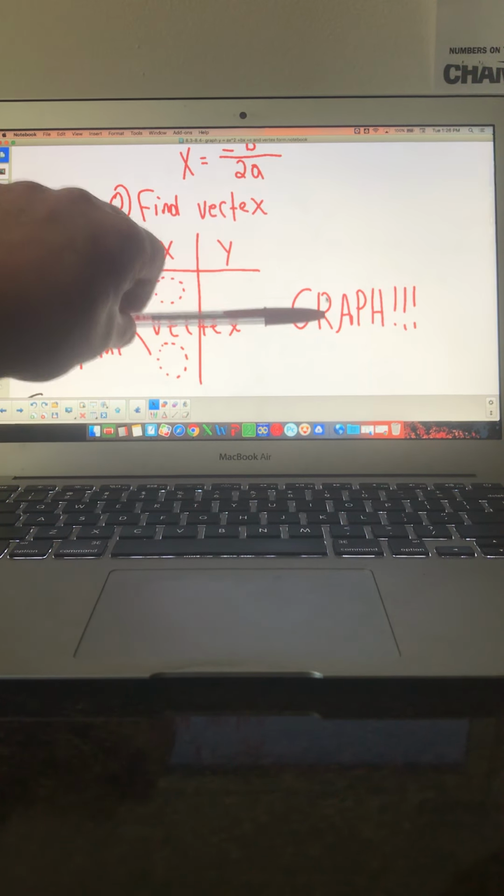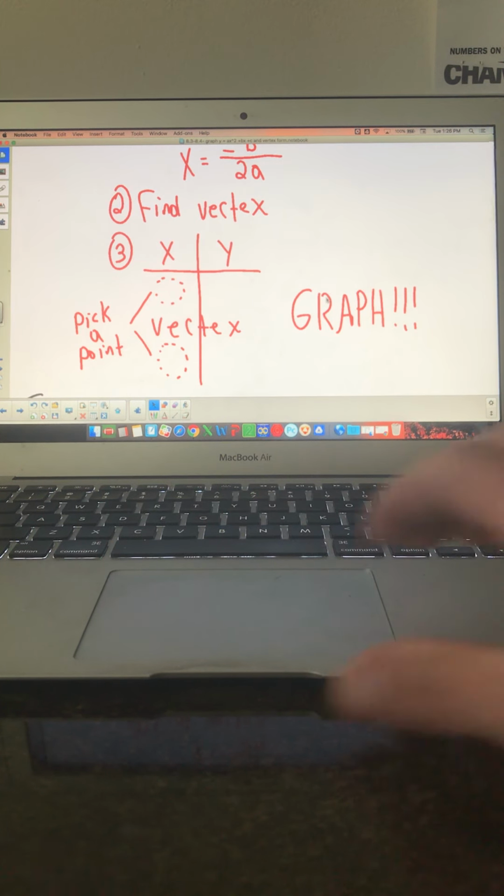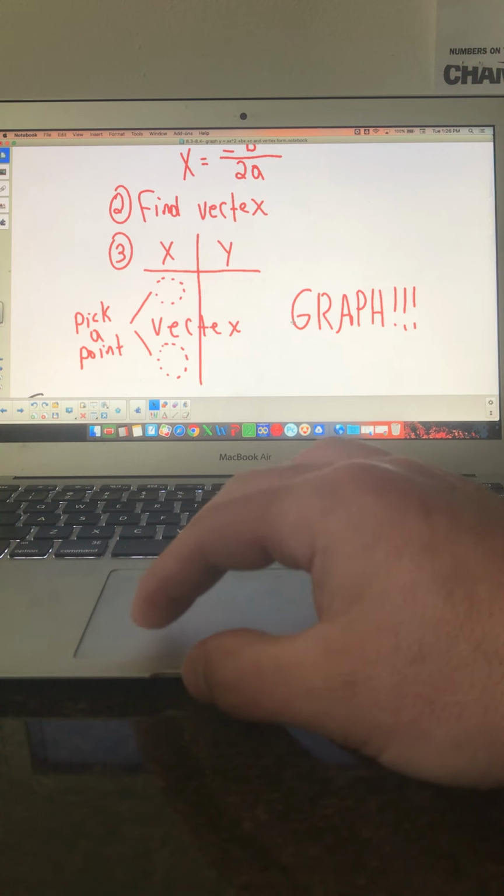This coordinate that's been in the middle of the X and Y chart is our coordinate for the vertex. All right, it's been our coordinate for the vertex. So here we go.